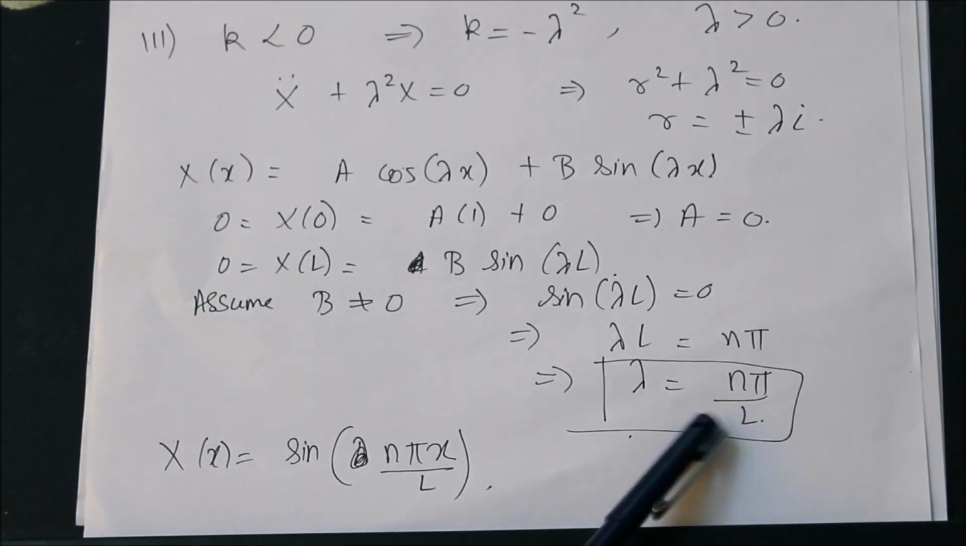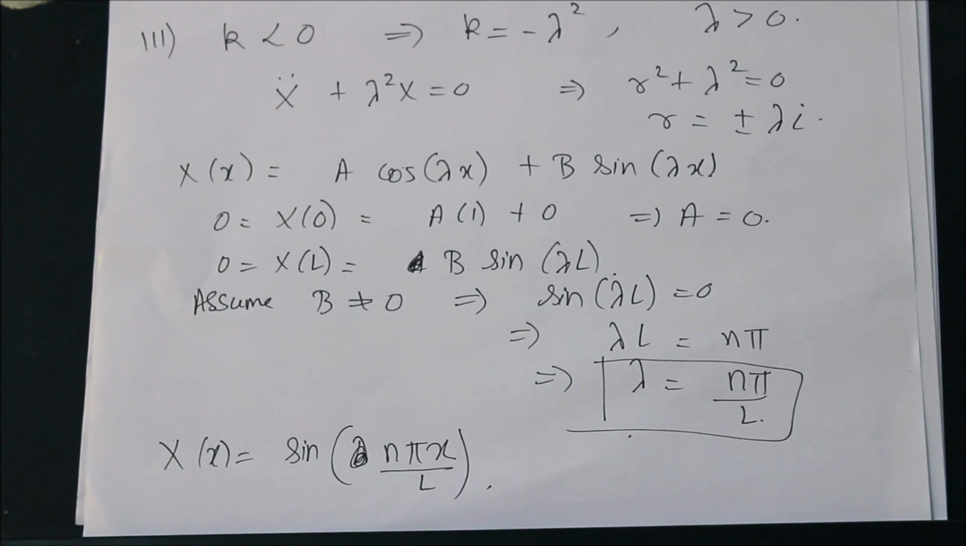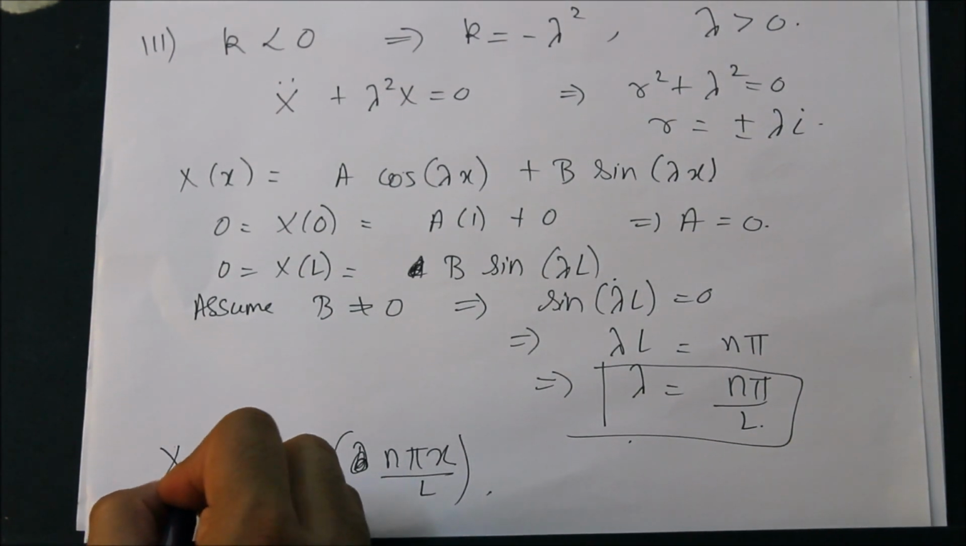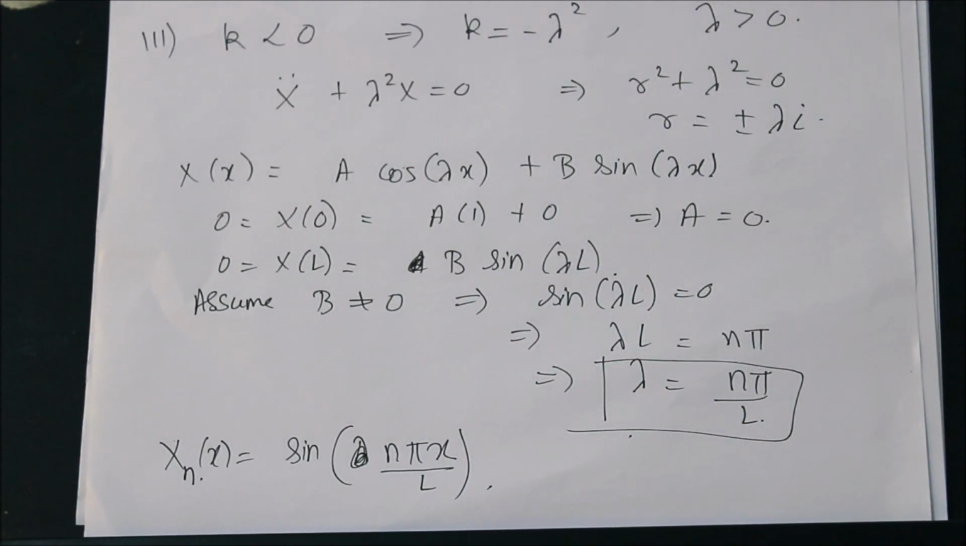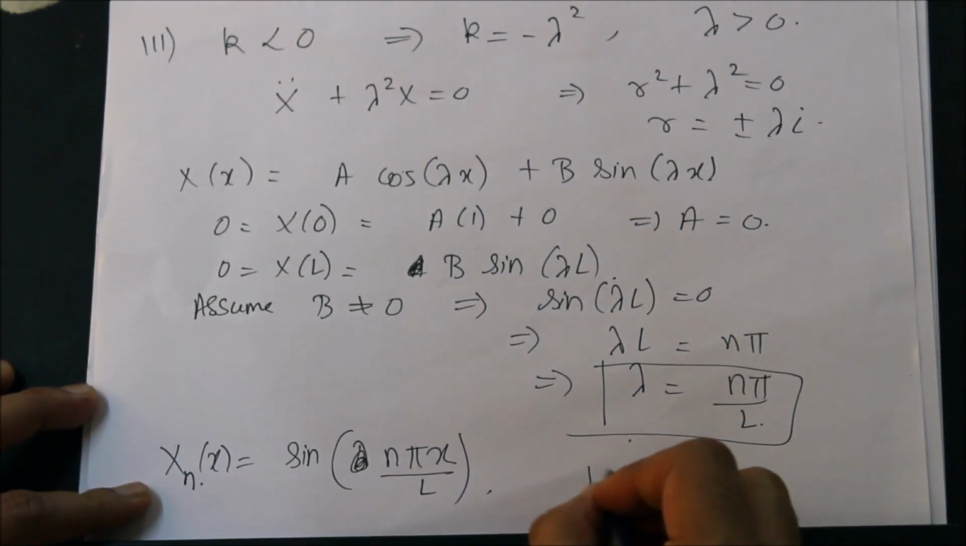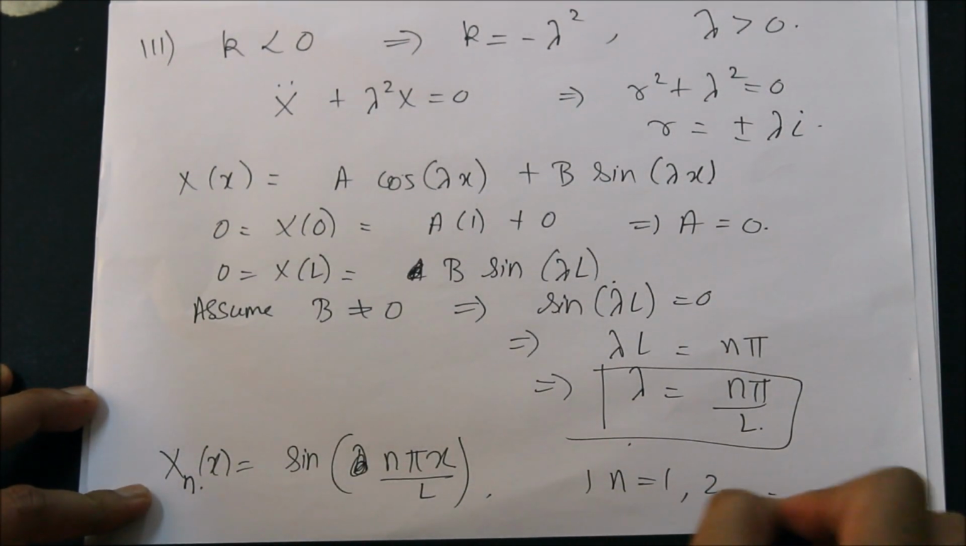And as I keep on changing n, I get different lambdas. So let me call this x n of x. That means I am getting different solutions. So that is one thing. Here my n is 1, 2, 3 and so on.